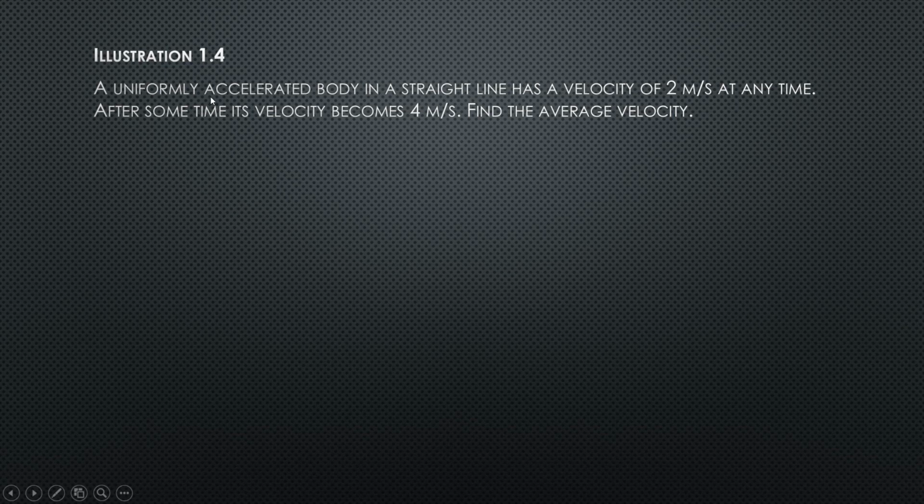So let's solve illustration problem number 1.4. A uniformly accelerated body moving in a straight line has a velocity of 2 meters per second at any time. After some time, its velocity becomes 4 meters per second. Find the average velocity. So this falls under uniformly accelerated or constant acceleration. The unknown is average velocity. The given: initial velocity v sub i is equal to 2 meters per second, and its final velocity is equivalent to 4 meters per second.